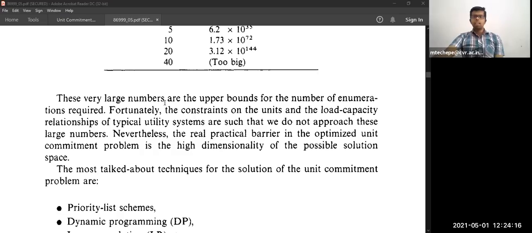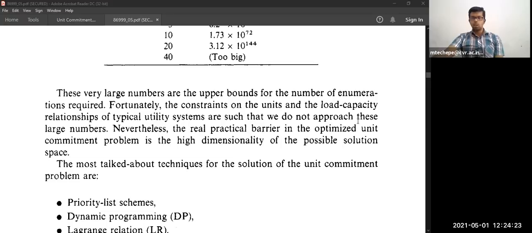There are very large numbers as the upper bounds for the number of enumerations required. Fortunately, the constraints on units and the load capacity relationship of a typical utility system are such that we do not approach these large numbers. Nevertheless, the real practical barrier in the optimized unit commitment problem is the high dimensionality of the possible solution space.